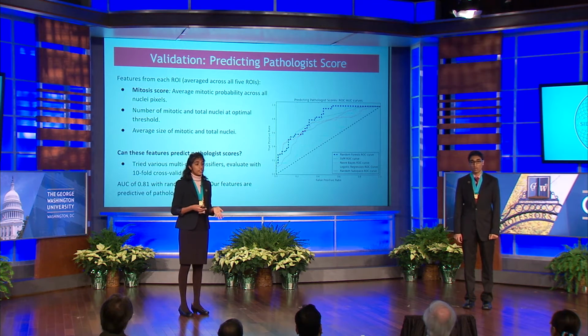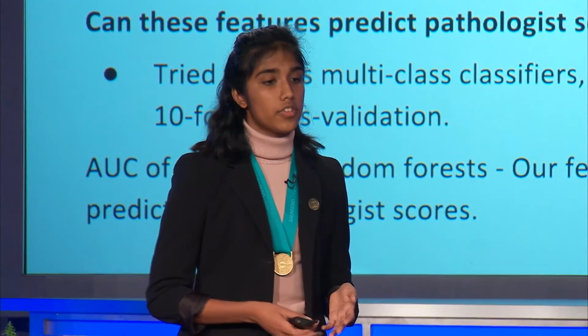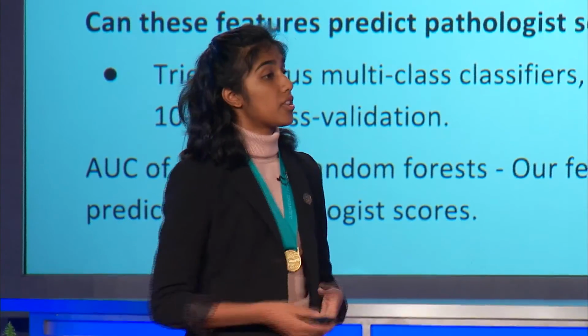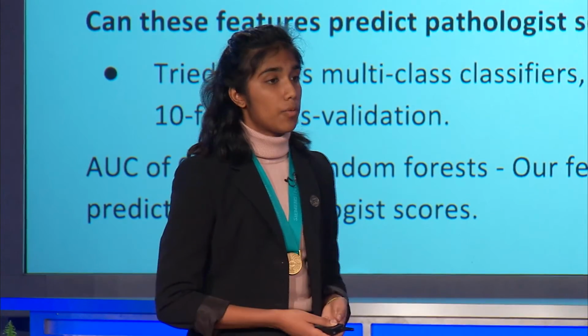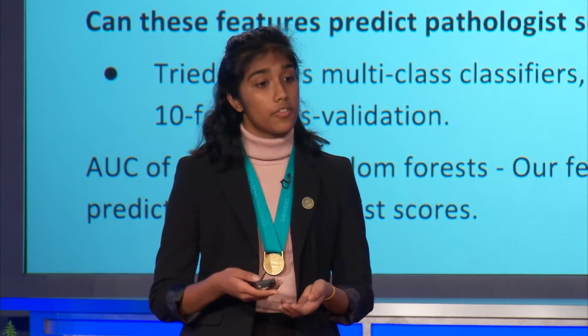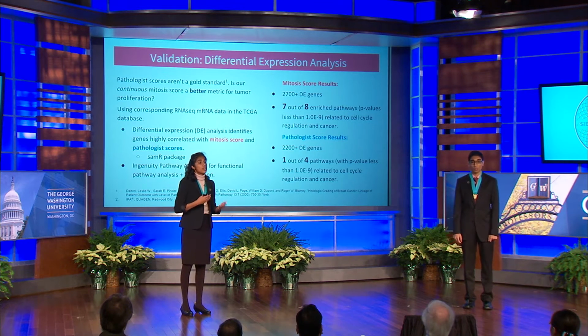features. So our 5 features are, well, one of them is the mitosis score, the average mitotic probability across all nuclei pixels. And we use this score in the other 4 features and built a classifier to predict what the pathologist score is. And it was able to predict this with a 0.81 AUC, showing our features were predictive. But the thing about this AUC is that it could go either way.